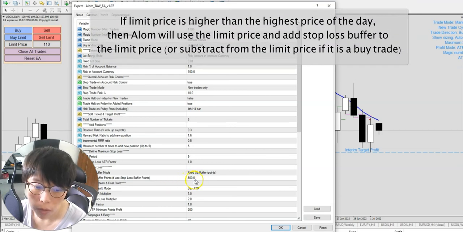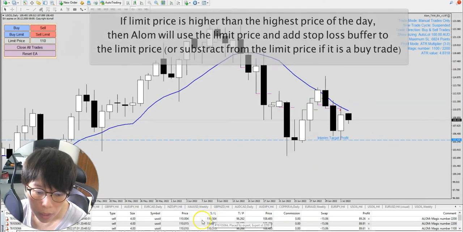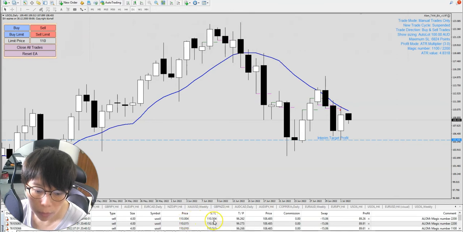So that's 500 points, equal to 50 pips, that's 50 cents in oil. Then that's where we have our stop loss. So you can see that it's a 50 cents stop loss from the entry price. So we are willing to risk 50 cents from our entry price. This is how you use the fixed SL buffer. It lets you say how much you are willing to risk for this particular trade.